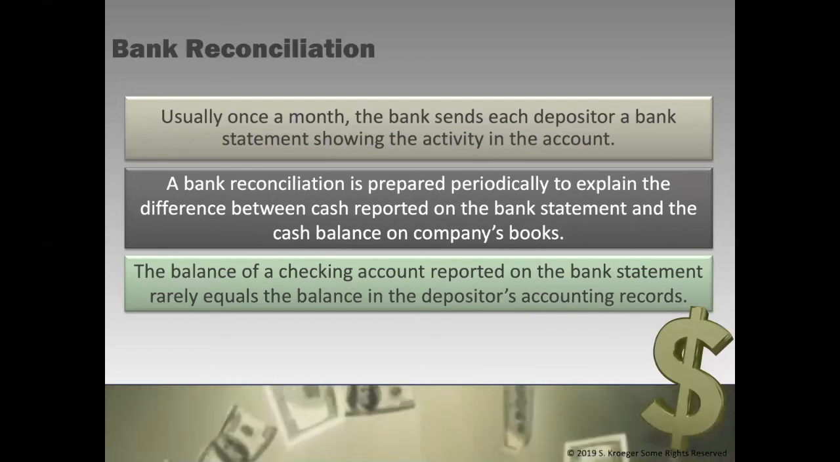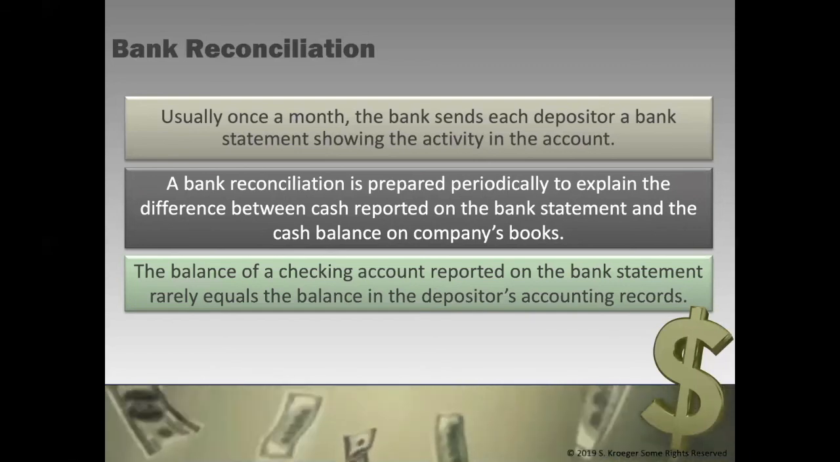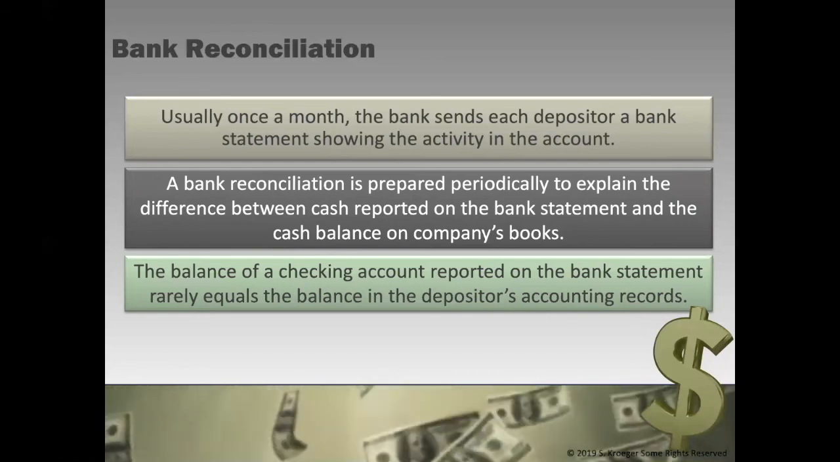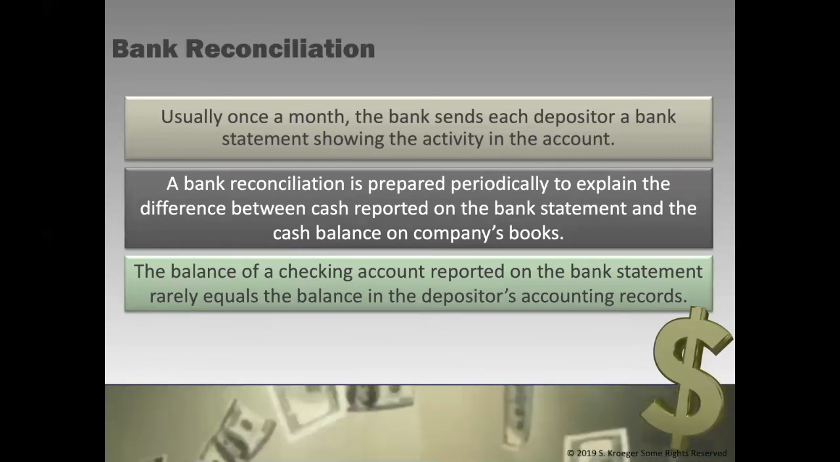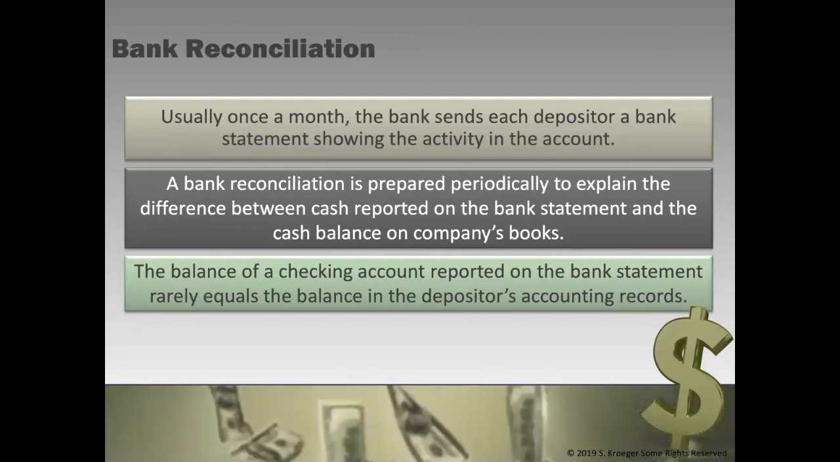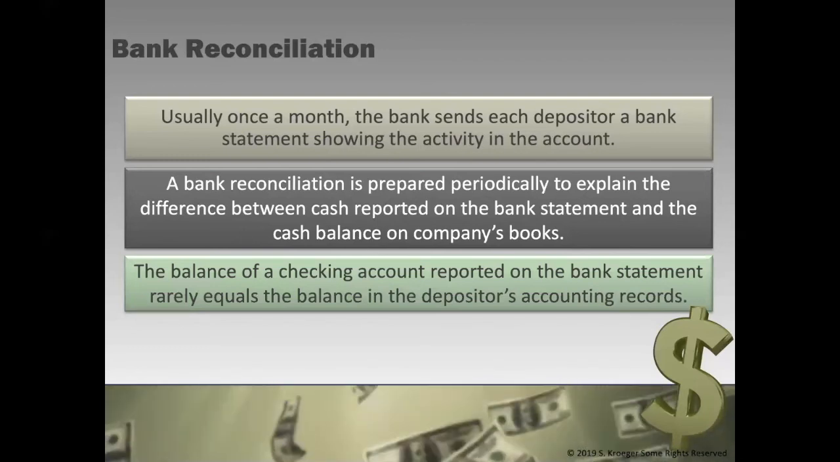This is because there are some items that might not have cleared yet in the bank, or maybe something happened in the bank. Maybe they charged you a fee and you have to put it in your books. Therefore, there's usually something you need to update on both sides, on your company's books, and then something that will be updated in the bank statement.